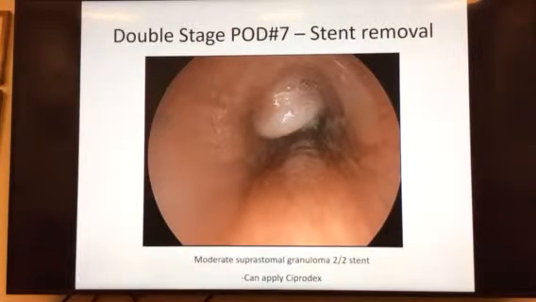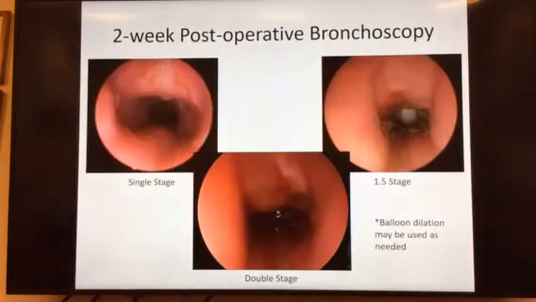And this is an example of a moderate suprastomal granuloma after the stent removal. And we find that treating these with Ciprodex is very helpful. So you can apply the Ciprodex in the operating room and then continue nebulizations after that. And those nebulizations should be through the mouth or administered through a mask at the mouth.